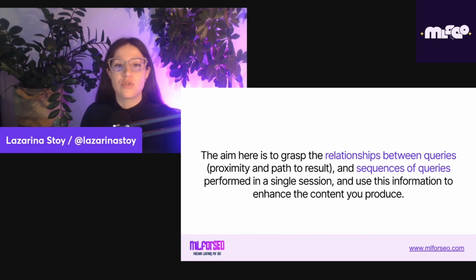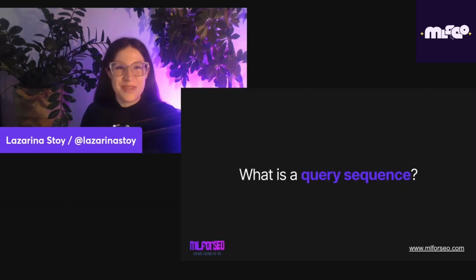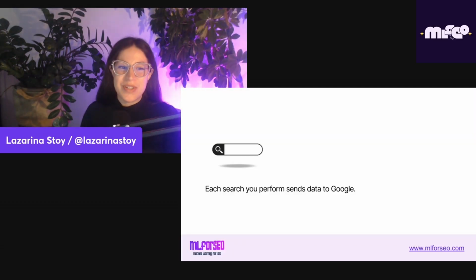The aim here is to grasp the relationships between queries, proximity and path to result, and the sequences of queries performed in a single session, and to use that information to enhance the content that you produce. We'll go a little bit deeper into the theory and how this is done in search, and also some practical ways to get this type of data as well without being Google. Let's go through some definitions, starting with query sequence.